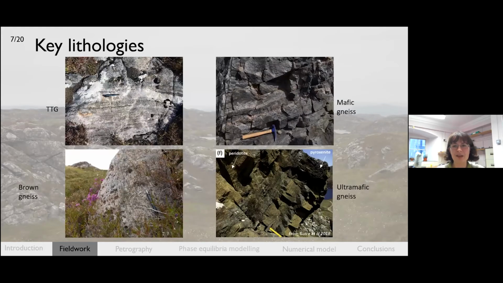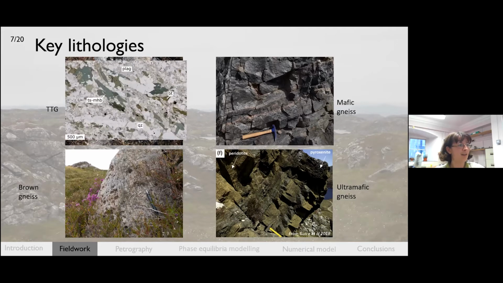So these figures here are typical outcrops of these 4 key lithologies across that whole central region of interest. In general, our darker rocks are higher density as they contain higher proportions of dense minerals. Just to give you a rough idea of mineralogy, I'll flash up some thin section images. So our TTGs are our background.